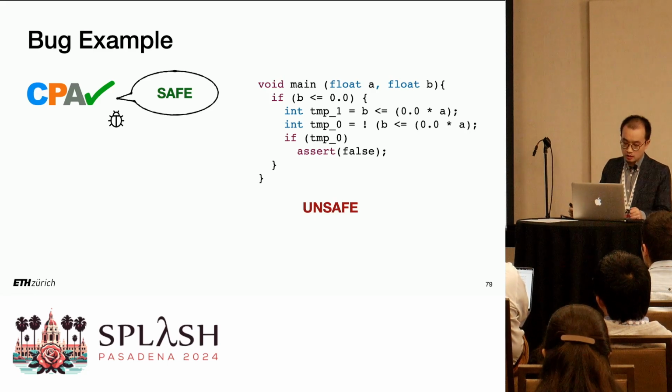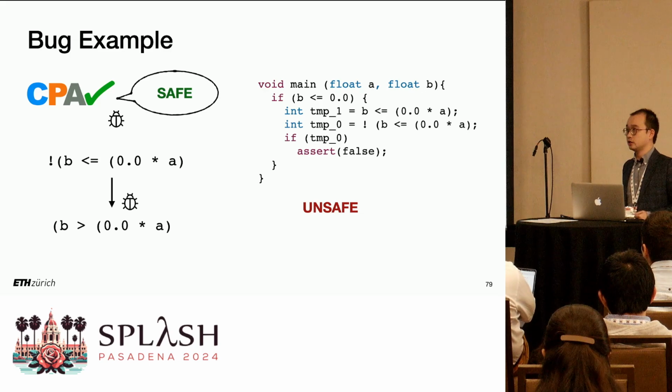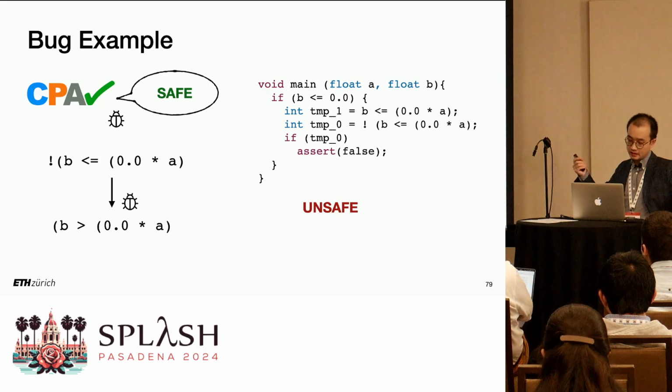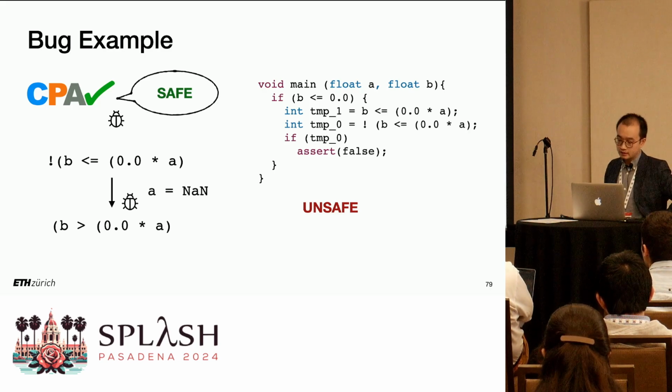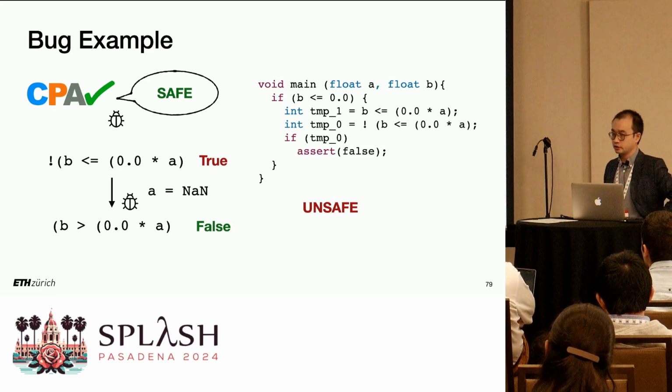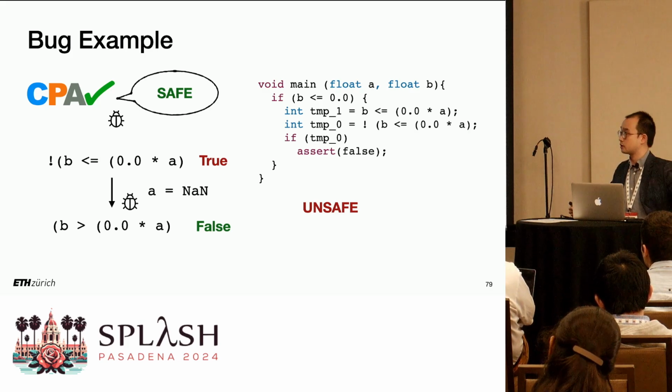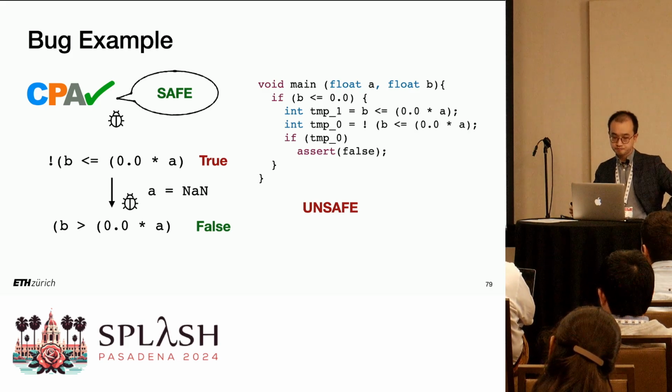It's very critical. This is because there is an unsound rewrite in CPAchecker that rewrites not (b <= 0 times a) to b > 0 times a. So it seems to be a sound transformation, right? But no. When a is equal to NaN, not a number, the first expression evaluates to true, and the second expression evaluates to false, which brings unsoundness into CPAchecker. The developers also fixed this bug.